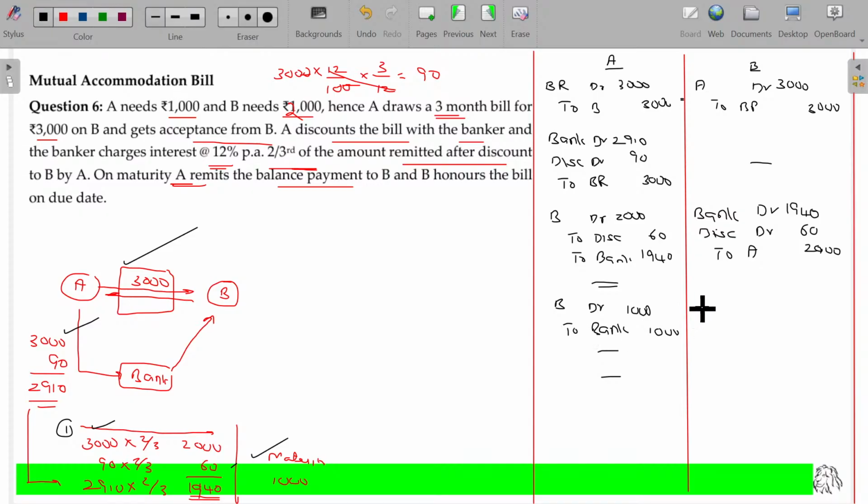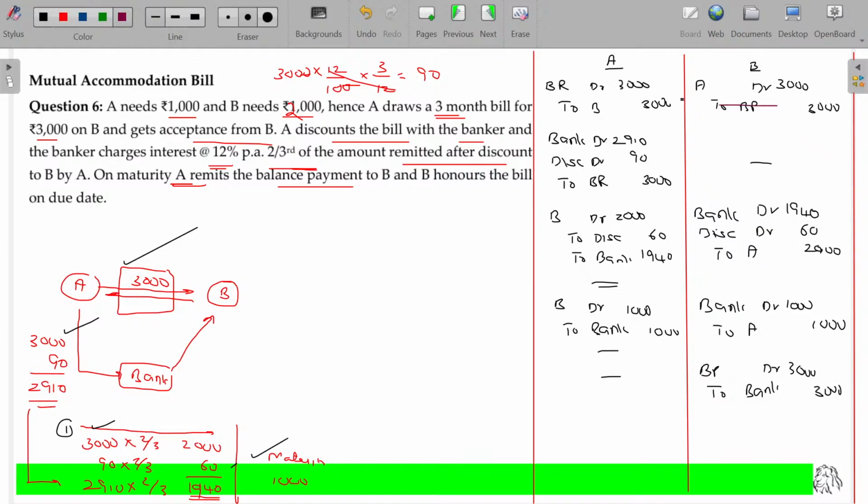The next one: bank account debit to A account 1000. Another 1000 is also received on maturity. Now this bills payable is settled: bills payable account debit to bank account, 3000.